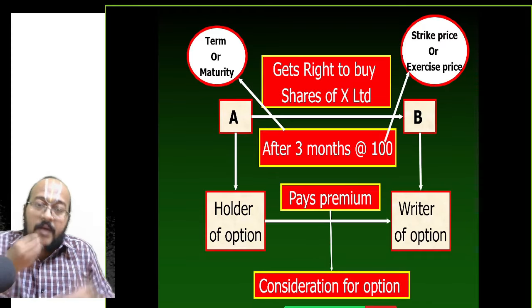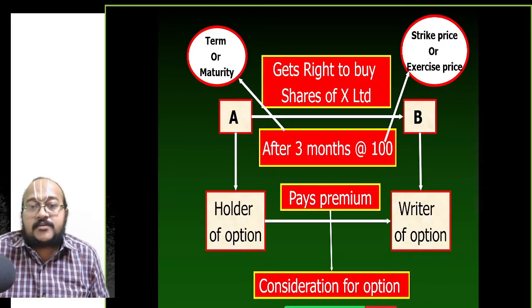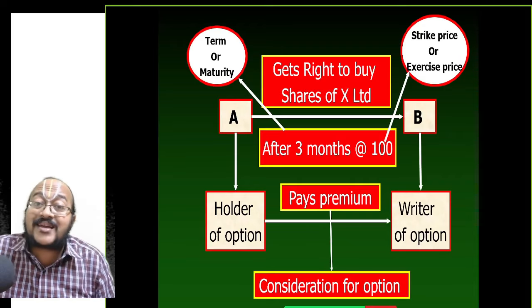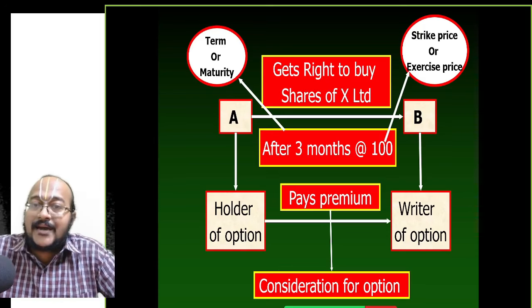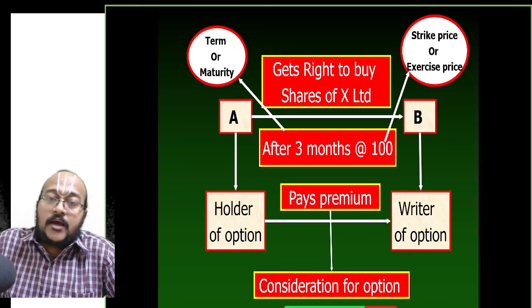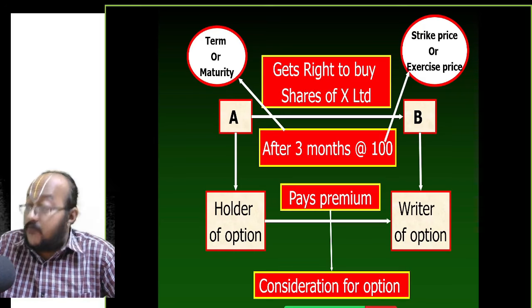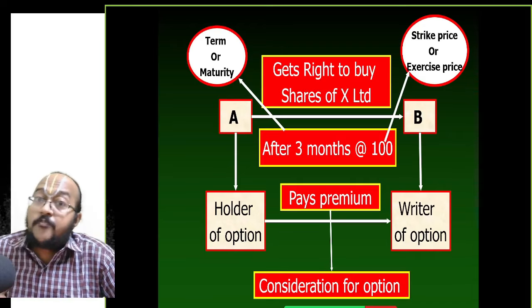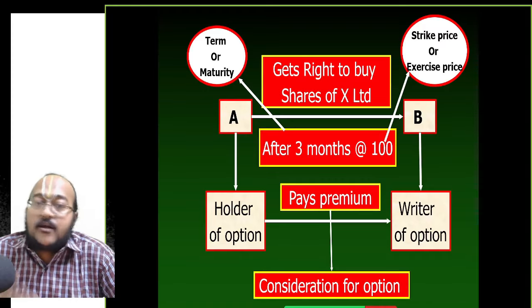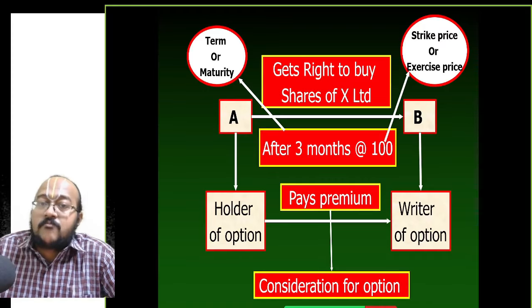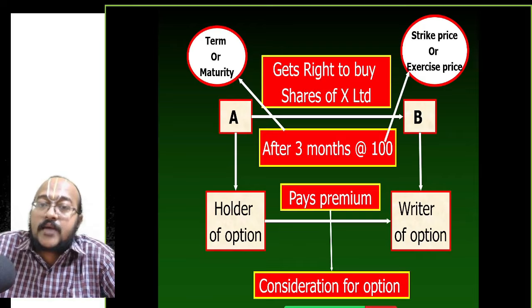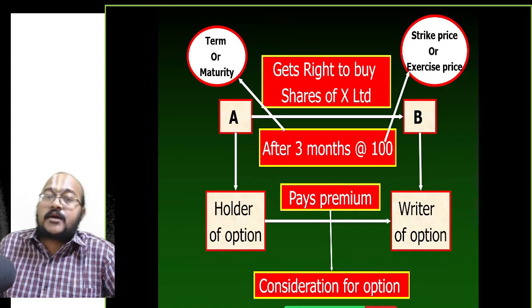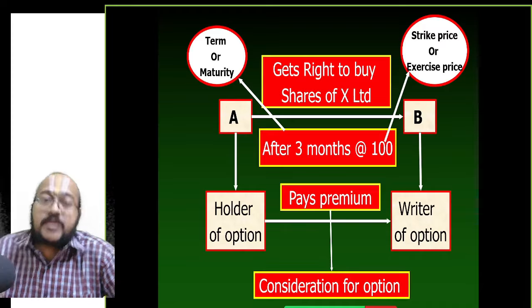First you pay the premium and get the right to buy the shares. After 3 months, when you exercise your right, at that time you have to pay one more 100 rupees. You cannot tell, "I have paid 10 rupees premium now, give me the share." You cannot tell that. Understand? So at that time you have to pay 100 rupees and you get the right to buy the shares. You will get the physical delivery of shares.